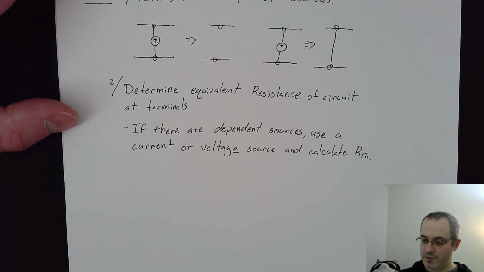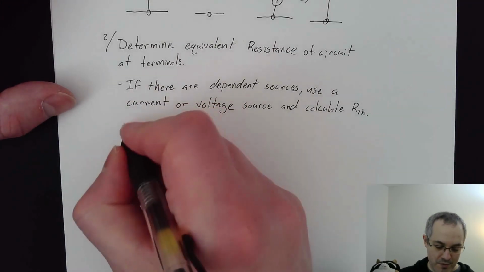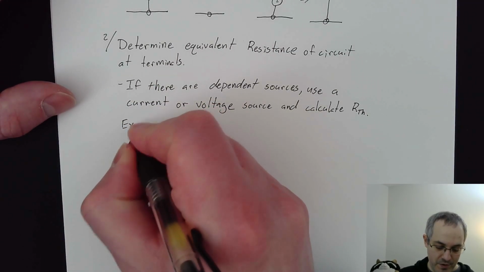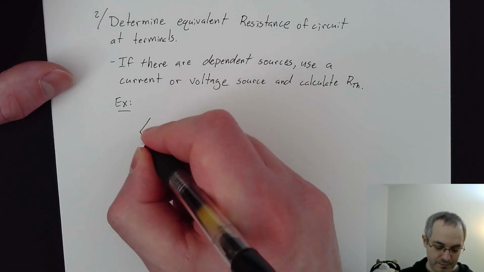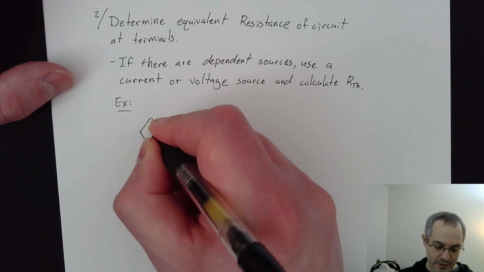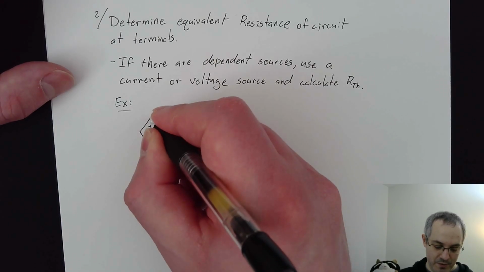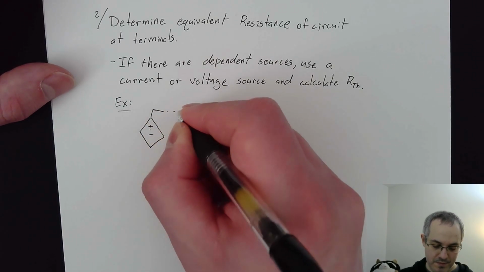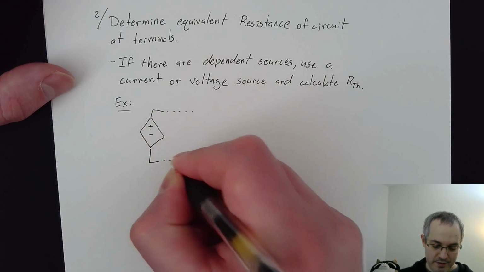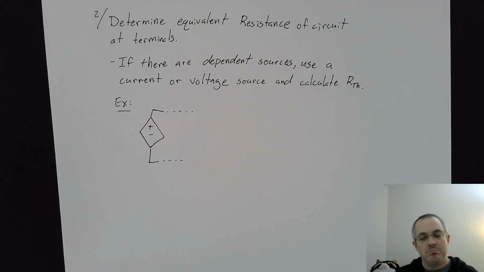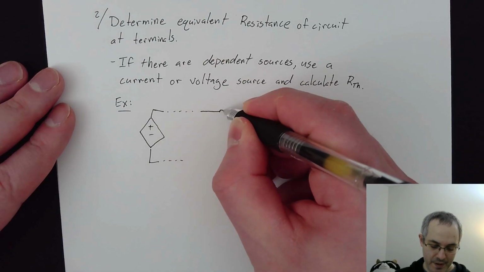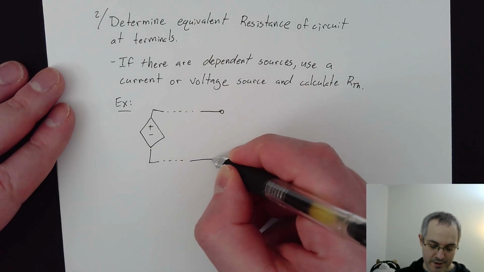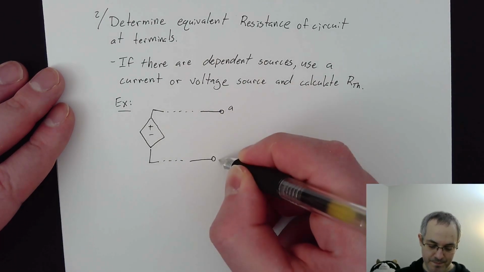So just real quick, to show you what that would look like, if we may be a bit vague about it. Let's say this is a dependent voltage source, and it exists somewhere in a circuit that we want to equivalentize. That's a technical term. And these are the two terminals, A and B.